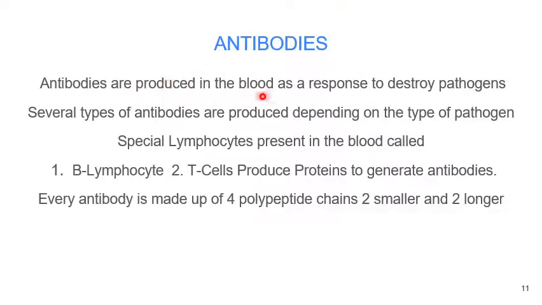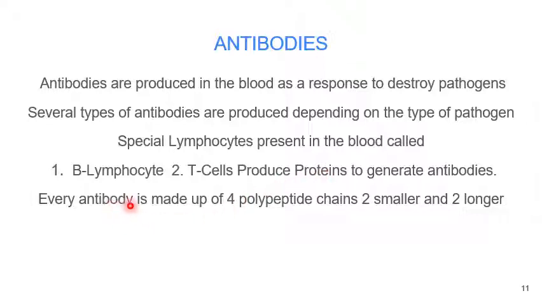Antibodies are produced in the blood, as I told you earlier. Blood has the lymphocytes. Lymphocytes will produce the antibodies. Now, the two types of cells I'm again explaining to you so that you don't forget it. Two types of lymphocytes are present. One is called B lymphocytes and the second is called T cells. Both of these work together to produce proteins. These proteins will become the antibodies.